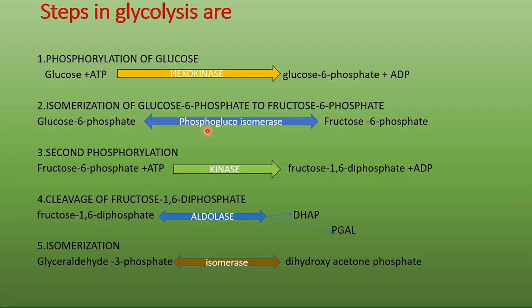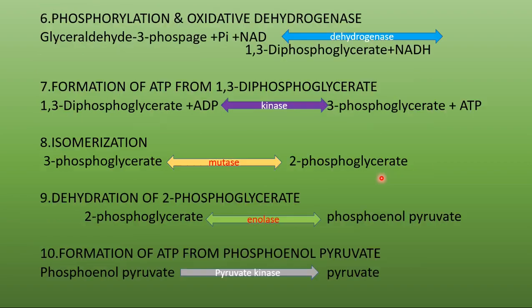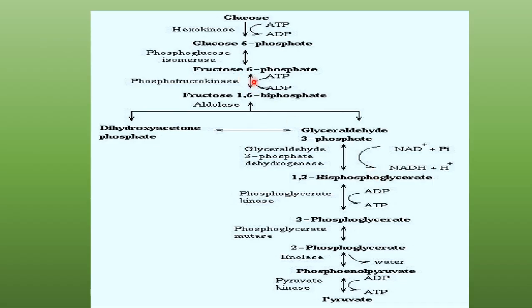So we are going to move to the third step, where the second phosphorylation occurs. That means one more ATP is going to be involved in the conversion of fructose 6-phosphate into fructose 1,6-bisphosphate. So let's see this. So here is the step. What is happening in this reaction? The fructose 6-phosphate is phosphorylated again to form fructose 1,6-bisphosphate, or diphosphate.